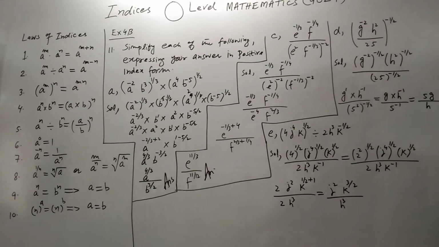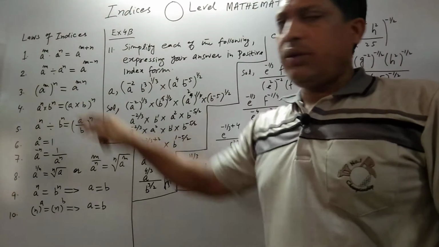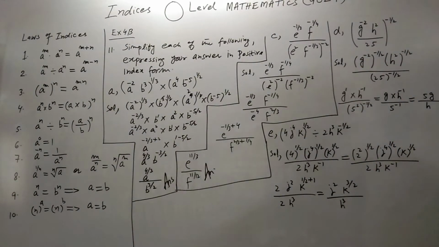Now come to part D of question number 11. g to the power minus 2, g to the power minus 2 h square upon 25, to the whole power minus 1 upon 2. Again apply law number 4. What is law number 4? Apply minus 1 upon 2 on this g to the power minus 2, this minus 1 upon 2 on this h square, and this minus 1 upon 2 on this 25.